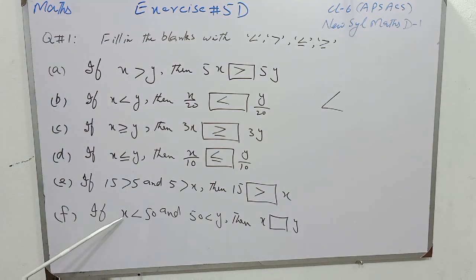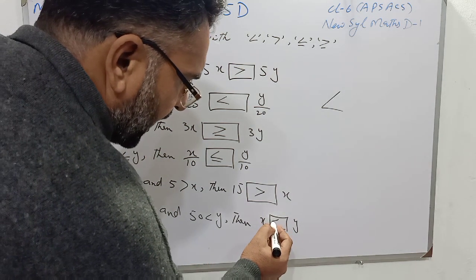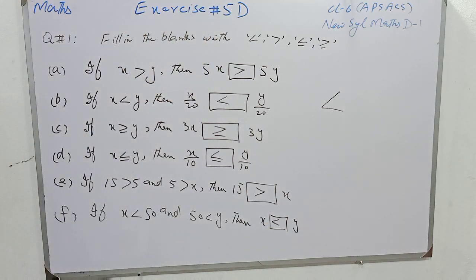And part F is, if x is less than 50, I mean to say that x may be 49, 48, and 50 is less than y, and y is greater than 50, means y may be 51 and x may be 49. So x is less than y. So here I will use the sign x is less than y.